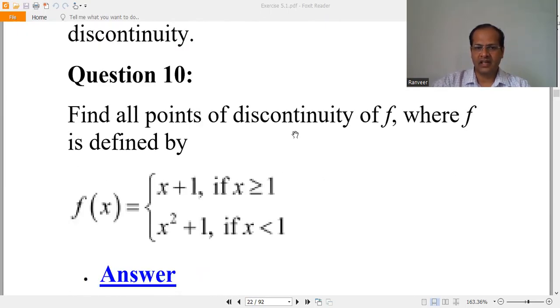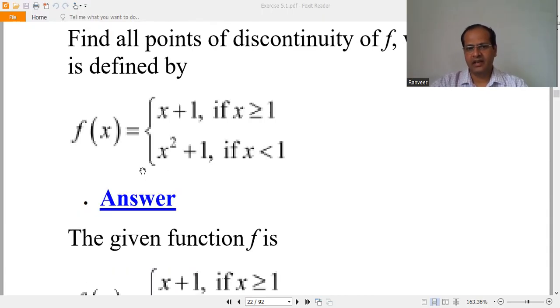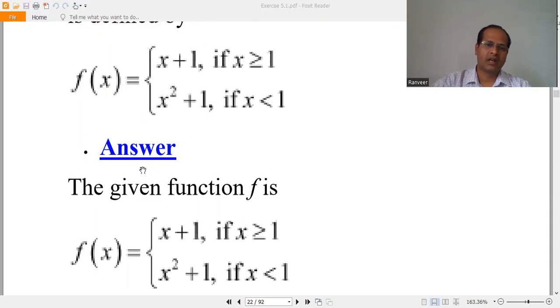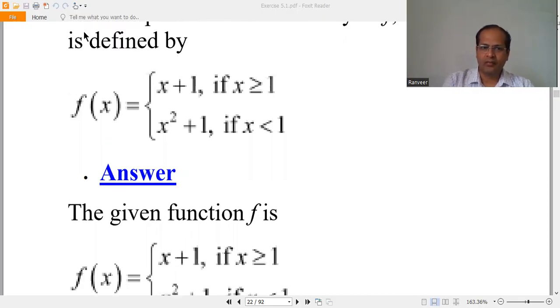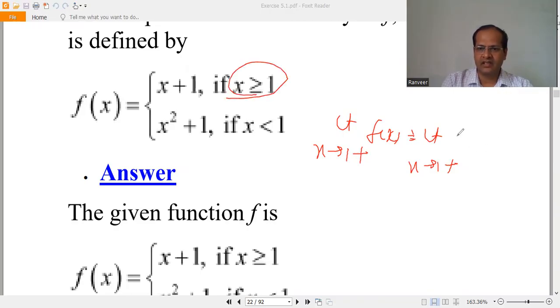Find all points of discontinuity where f is defined. First of all, we have to check the point 1. After that, 1 minus, if we check, this is continuous. 1 plus, if we check, this is continuous. But at the particular point 1, we can check 1 plus f(x). So we can write limit x tending to 1 plus. The 1 plus definition is nothing but x plus 1. We just substitute the value, then this is 1 plus 1 equal to 2.